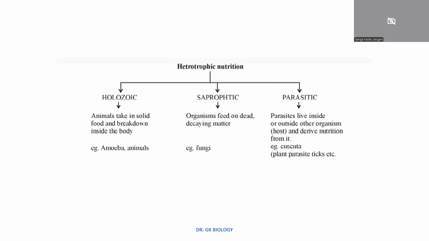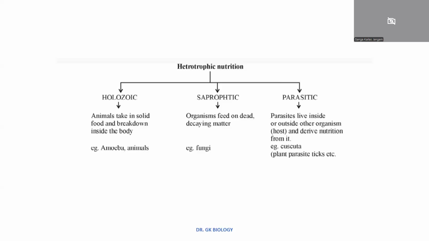We'll start with the first. What do we mean by the parasitic mode of nutrition? The organisms which follow the parasitic mode of nutrition, we can call them parasites. As we learned, in the autotrophic mode of nutrition the plants prepare their own food, and we call them autotrophs. Here also it is the same thing. The organisms involved in the parasitic mode of nutrition, we call them parasites. The parasites are the ones that live inside or outside the organism.